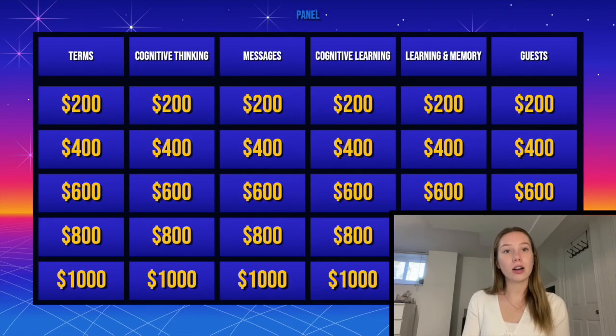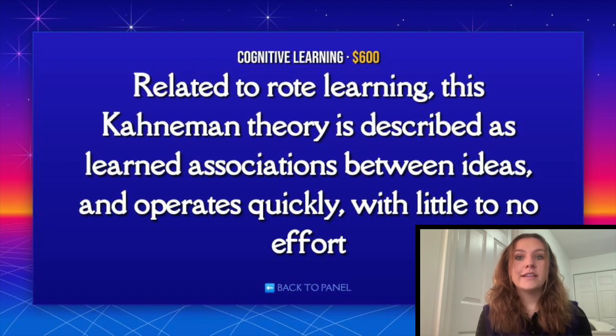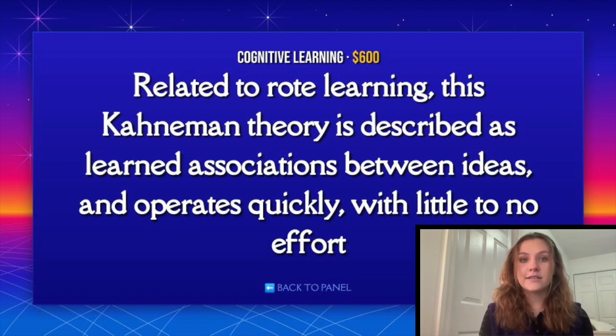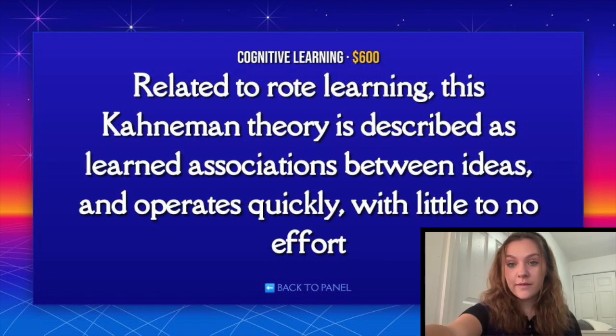I'm gonna go for cognitive learning for 600. Related to rote learning, this Kahneman theory is described as learned associations between ideas and operates quickly with little to no effort. What is System 1? Correct, $600 for Emily.